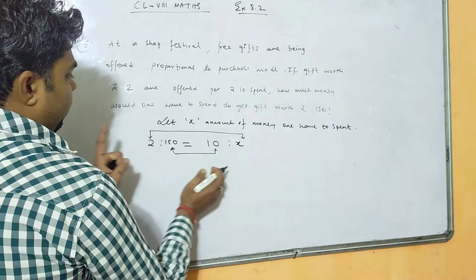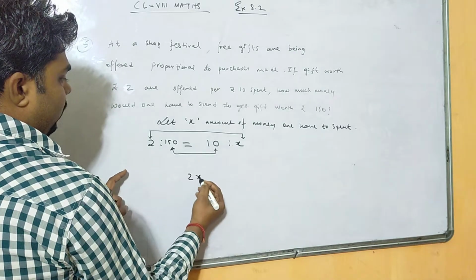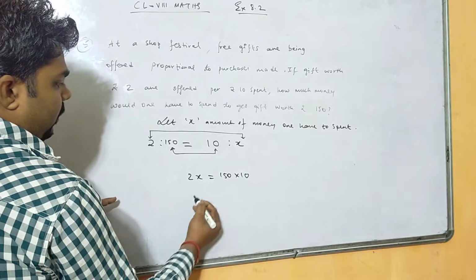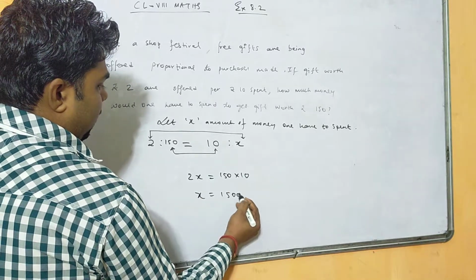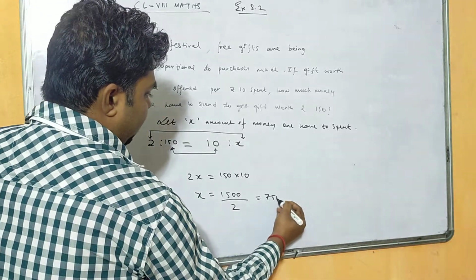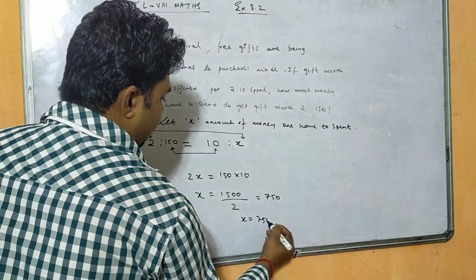Now we have to multiply 2 into x, 2x, equals 150 into 10. So x will be 1500 divided by 2, that is 750. So x equals 750.